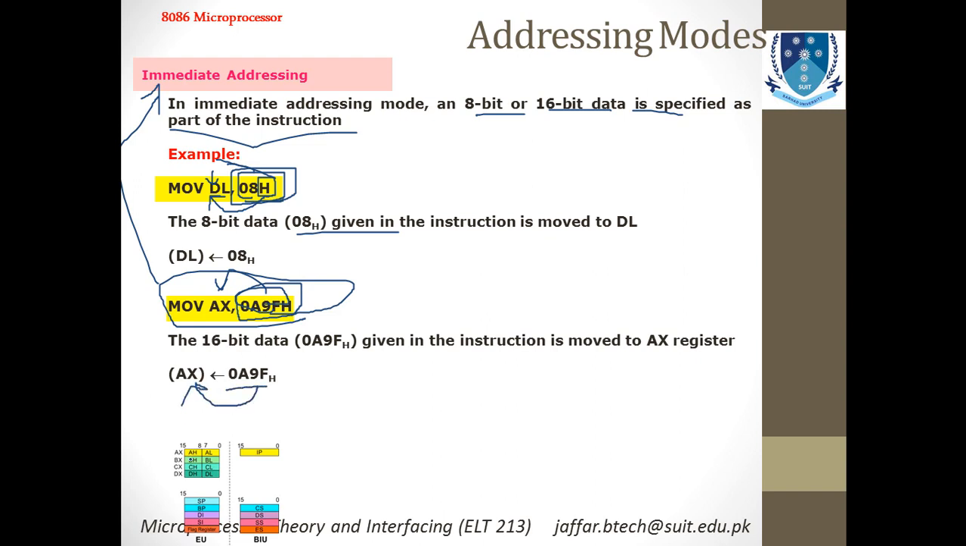The diagram is shown over here, so you can see that this data will be going directly to the A register, that is AX. Similarly, this 8-bit data will go directly to the low byte of the D register, DL. So this will be stored in here.